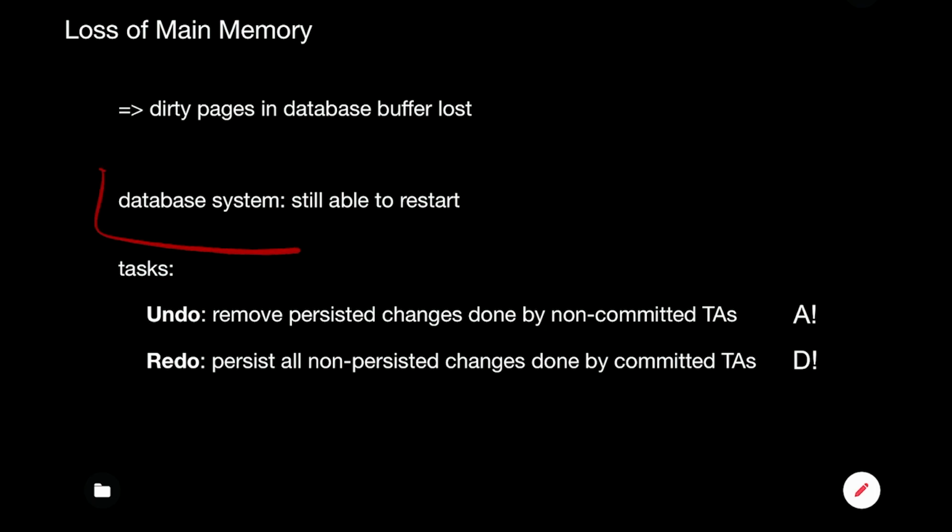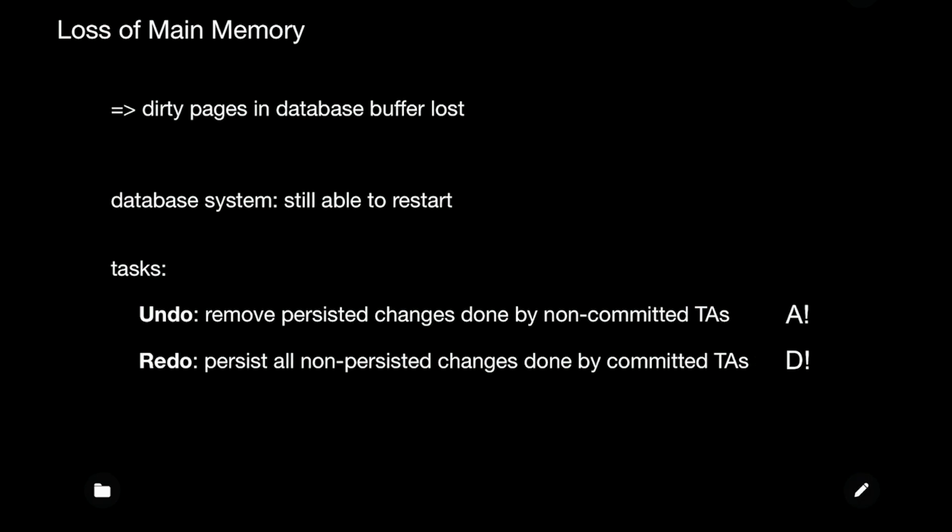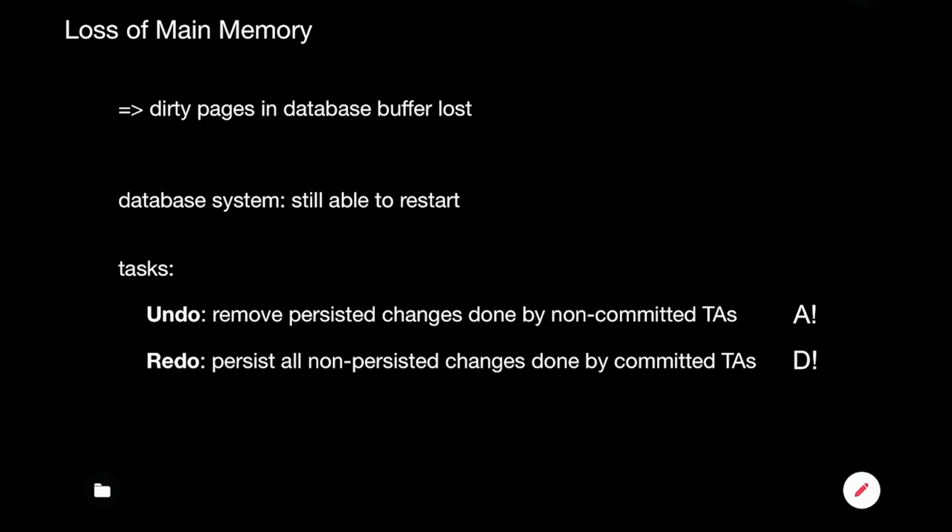Still, you want the database system to be able to restart. So we will have two tasks in this scenario: an undo and a redo. If there were any changes done by a non-committing transaction, those changes have to be removed from the database state. That's the undo. So undo everything a non-committing transaction did. And redo is the opposite, the inverse if you want, that makes sure that all the changes done by committing transactions are actually persisted, actually become durable in the store.